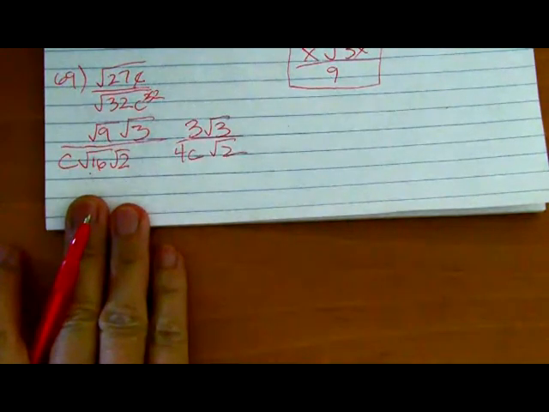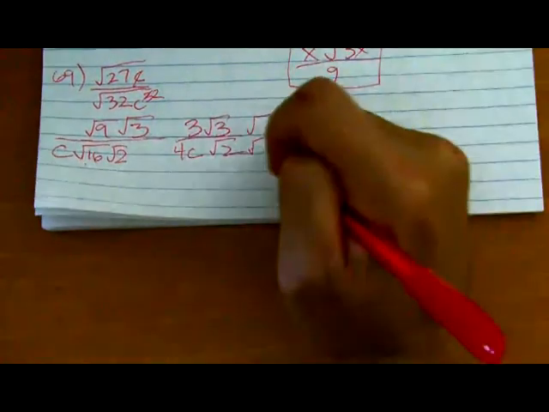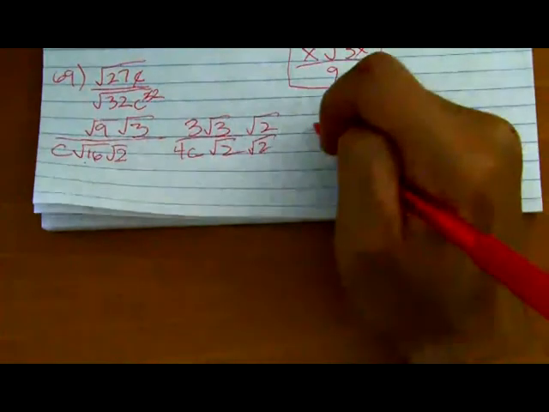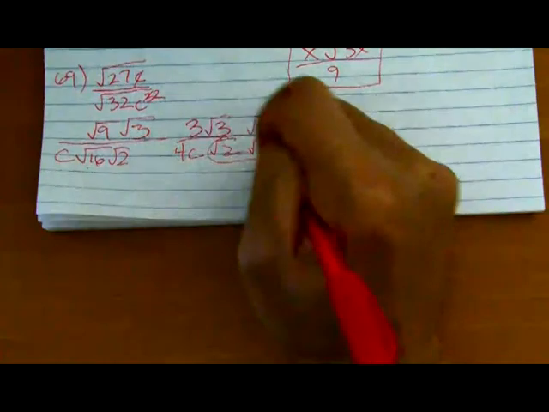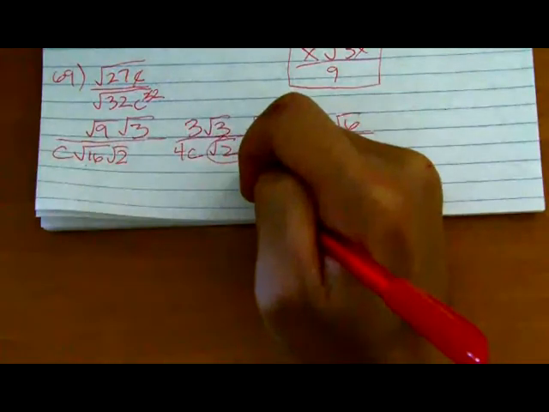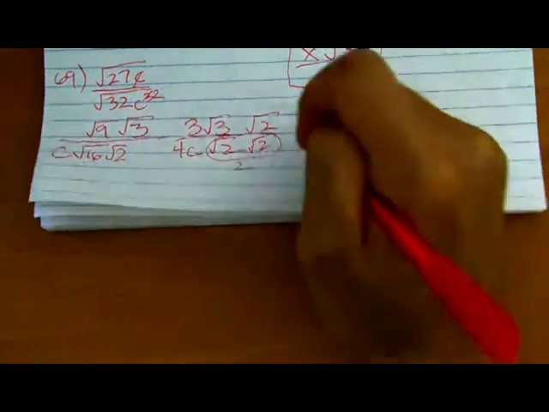You cannot have a radical in the denominator. Multiply top and bottom by radical 2. 3 radical 6. This is a radical 4. The square root of 4 is 2. So 8c in the denominator.